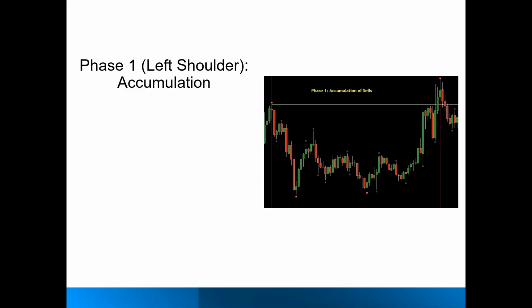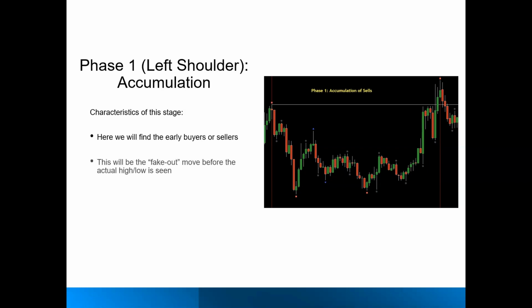Okay, so starting here with phase one, that's the left shoulder, and this is the accumulation phase. Let's talk about some characteristics of this stage. Here is where you'll find the early buyers or sellers. This will be the fake out move before the actual high or low is seen.